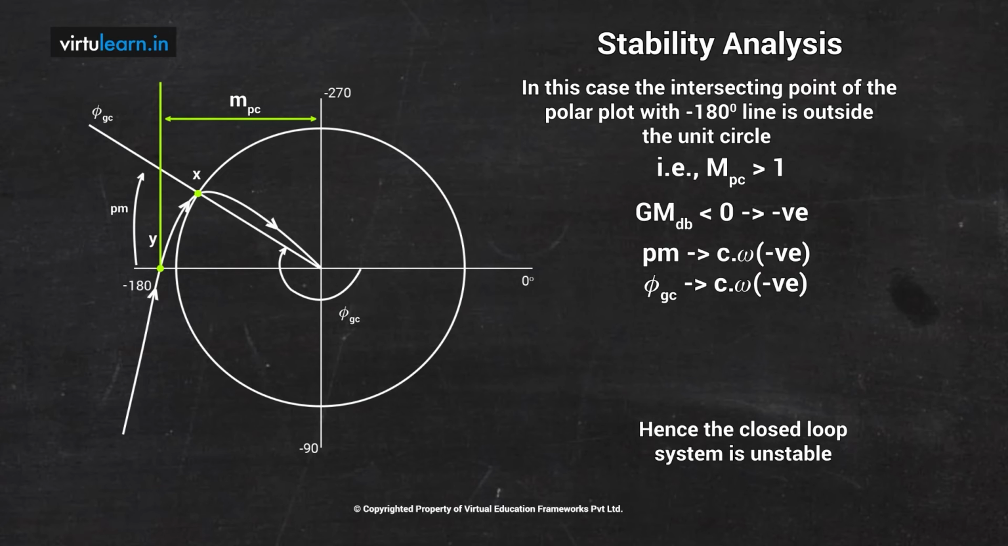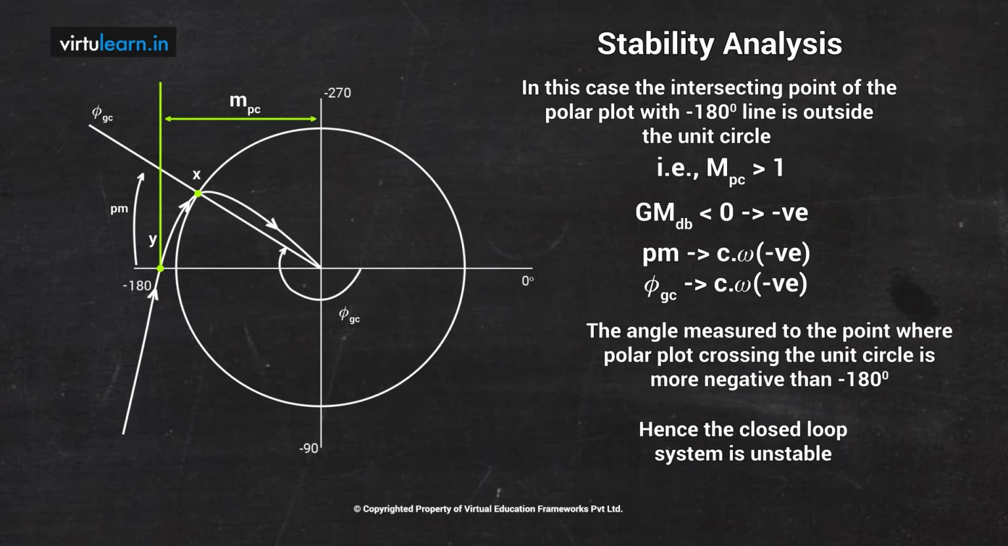Similarly, when you look at omega GC and omega PC, when the polar plot is increasing like this and going to 0, initially it touches the minus 180 degrees line, not the unit circle. If it touched the unit circle first, then you would get omega GC first, next omega PC. But in this case, it is touching the minus 180 degrees line first. Therefore, you will get omega PC first, then after that omega GC. Therefore, omega PC is less than omega GC. This is also a condition for a closed loop unstable system. What is the summary from this graph? If the system is unstable, then your MPC point will be outside the unit circle, and phi GC will be above the minus 180 degrees line.